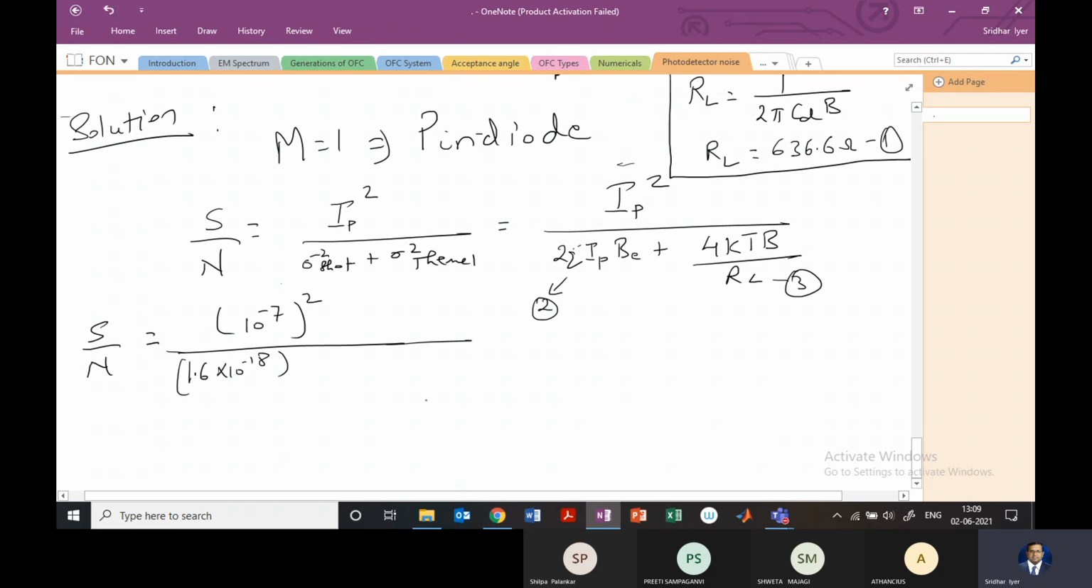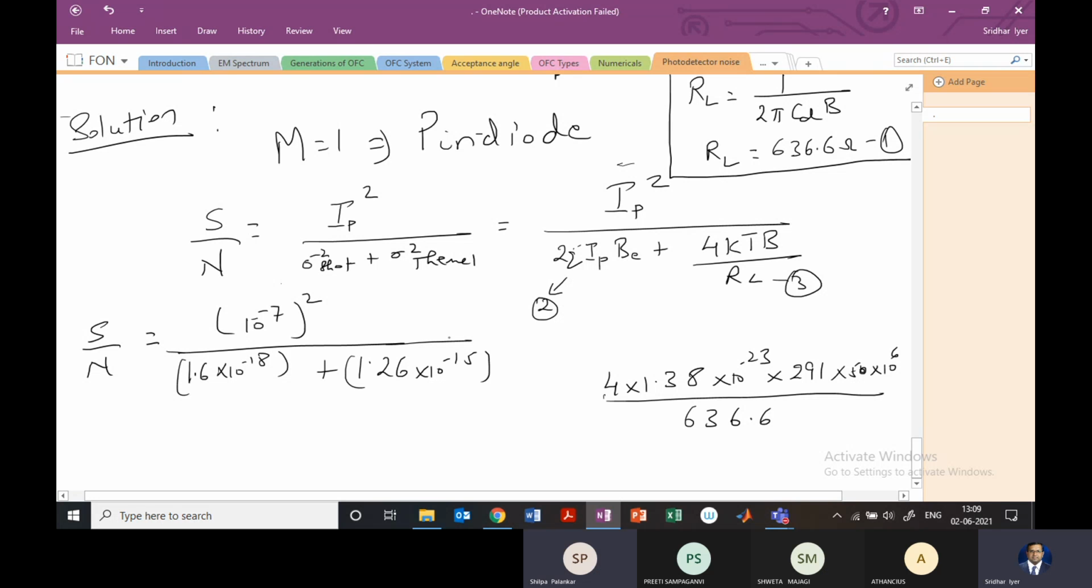Okay. Next is the thermal noise. So you'll have 4 into 1.38 into 10 raised to negative 23 into temperature. So it is 18 degrees, so we'll take 291 into 50 into 10 raised to 6. And the RL we calculated was 636.6. So 1.26 into 10 raised to minus 15. Yes, I get 1.26 into 10 raised to minus 15. Yeah, that's right.